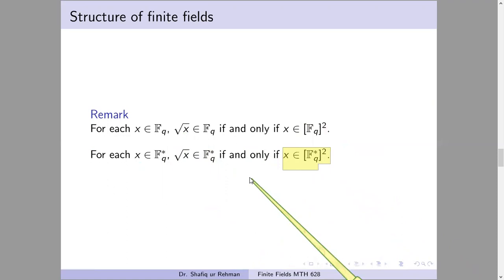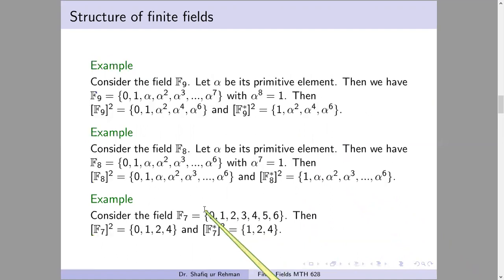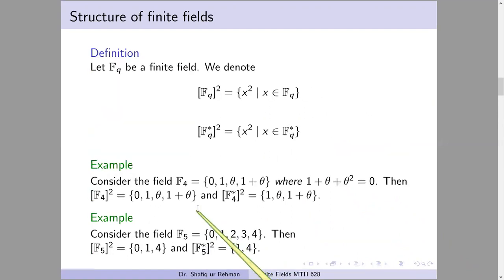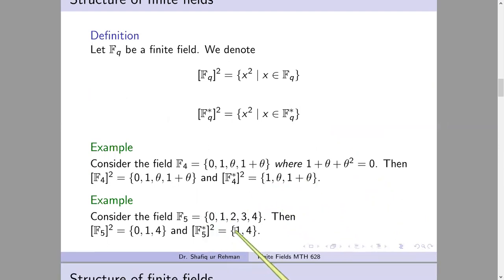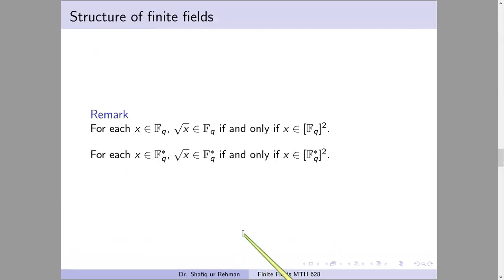You can see here in the start where we define this. For example, here you see all the elements are squared elements. So all have square roots. Here half the elements have squared values. If 5 star has 1 and 4, only these two elements have square roots. No others have square roots. So we make this remark.